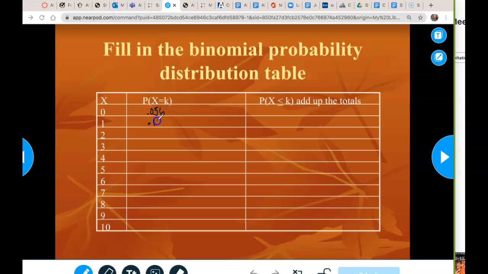So what I want you to do is use the formula to get the probability of getting 2 questions right. Probability X equals 2. So see if you can use the formula. We just learned a new formula. See if you can do X equals 2. Come up with that probability.